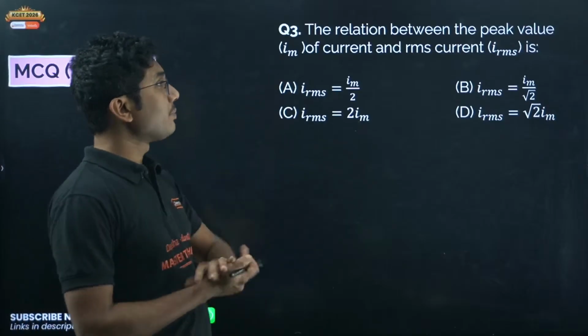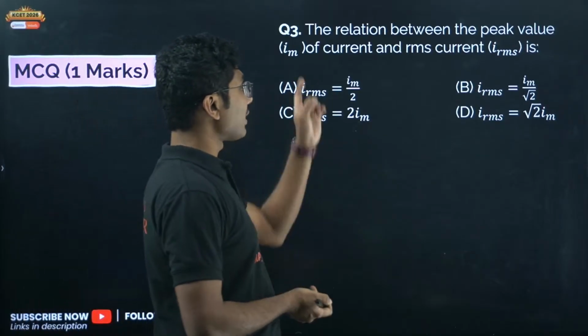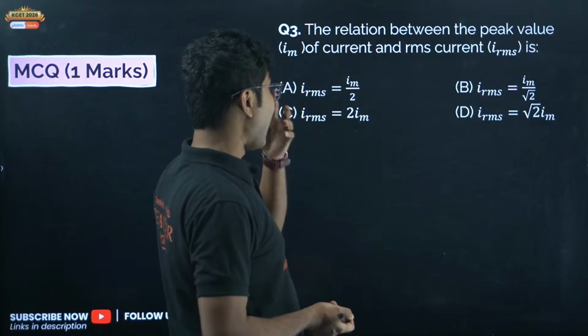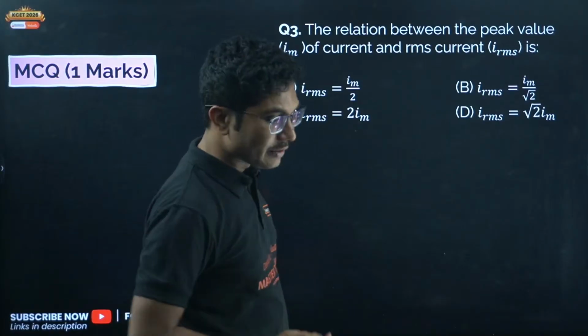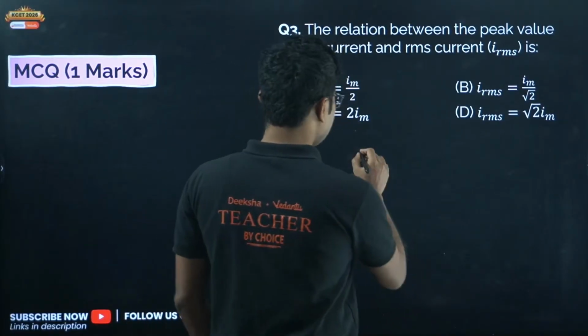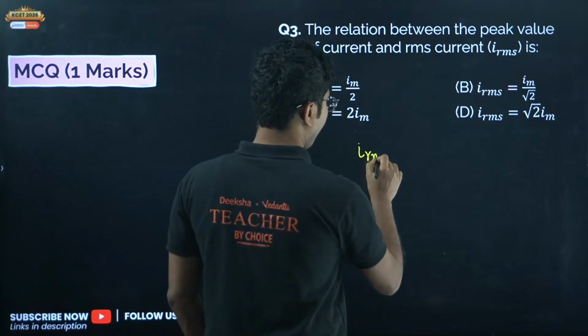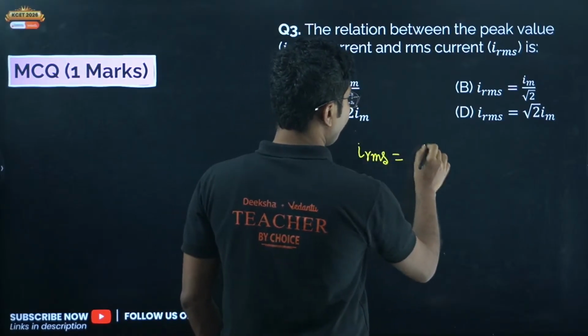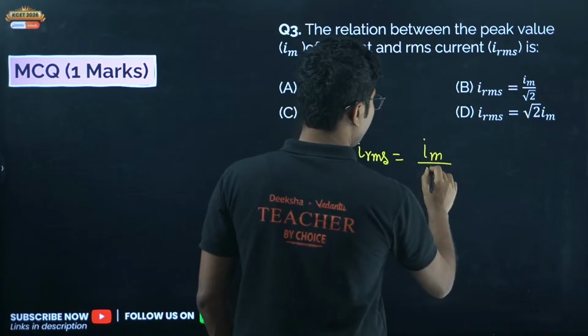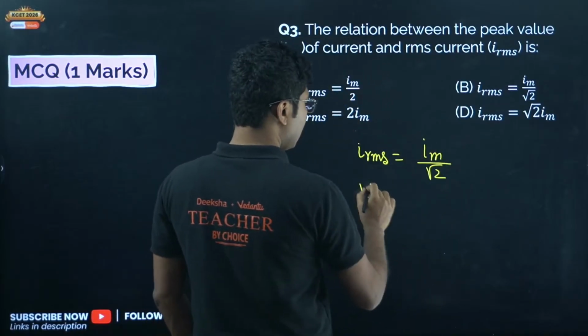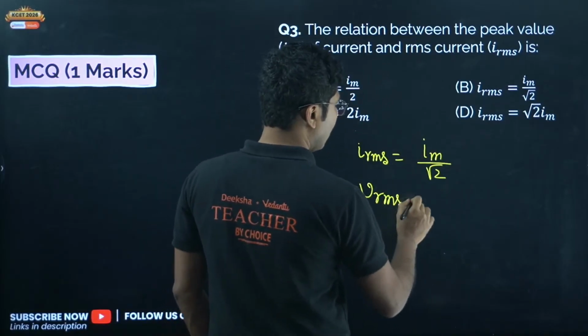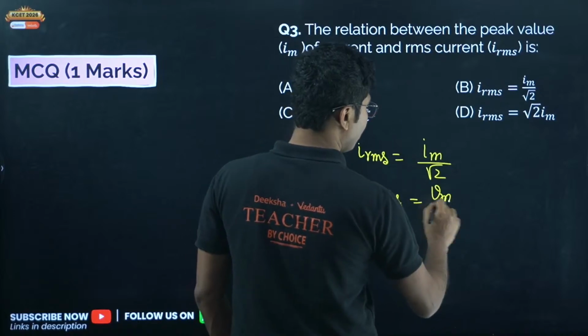So the relationship between peak value of current Im and RMS current is always given by I_RMS equals peak value divided by √2. Remember this. Similarly, V_RMS equals Vm by √2.